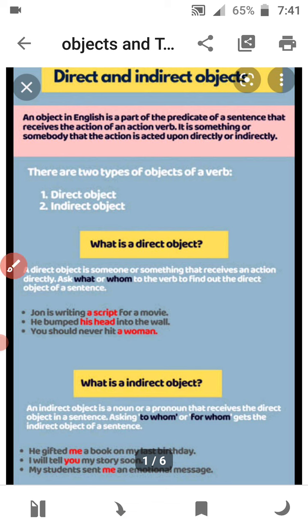First example of that, he gifted me a book on my last birthday. He gifted me, meaning the other person, a book on my last birthday. So me is the indirect object. Next example, I will tell you my story soon. You is an indirect object. My student sent me an emotional message. Me is the next person, so me is an indirect object.